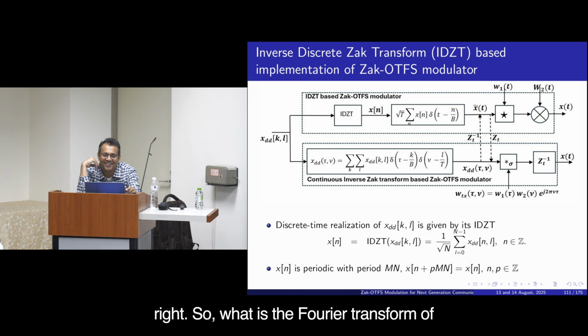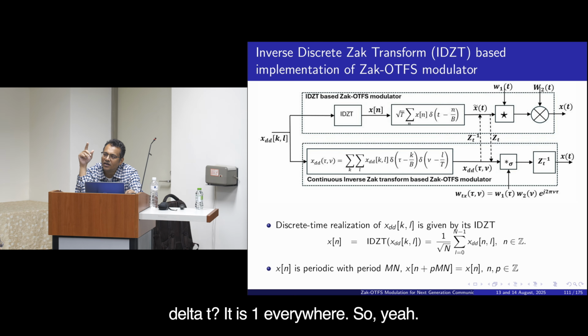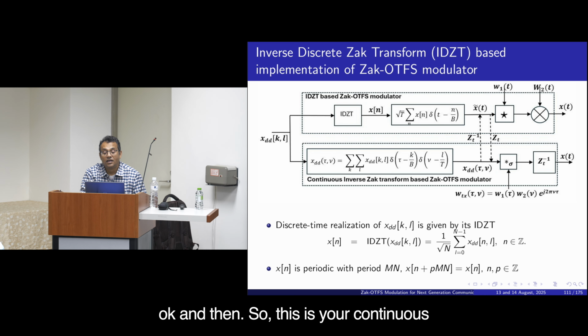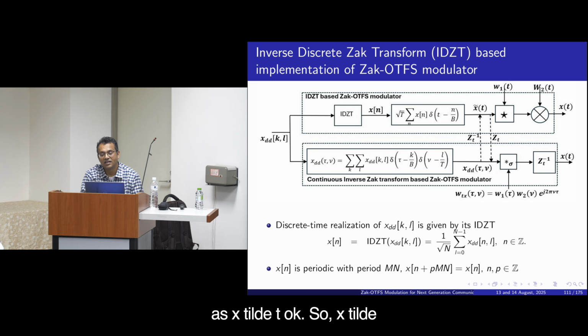Kelvin and Kevin, right. And we get the frequency. So what is the Fourier transform of delta t? It's 1 everywhere. So yeah, the bandwidth is not limited, right? Okay? And then this is your continuous time signal, which I am calling x tilde t. So x tilde is basically this guy.